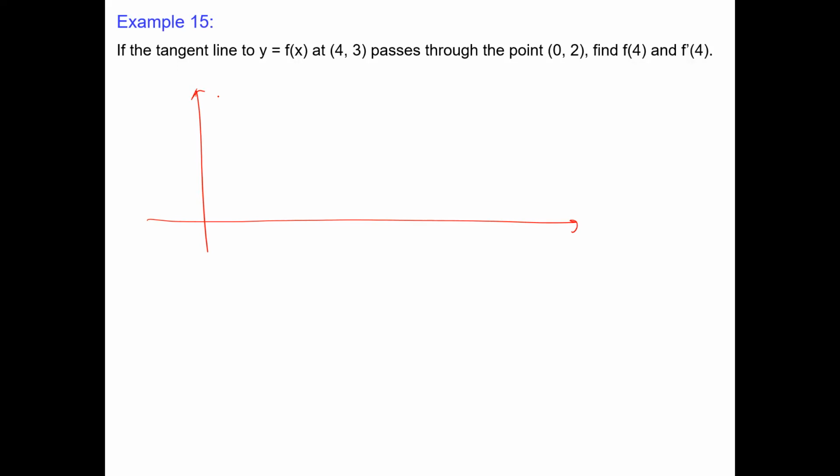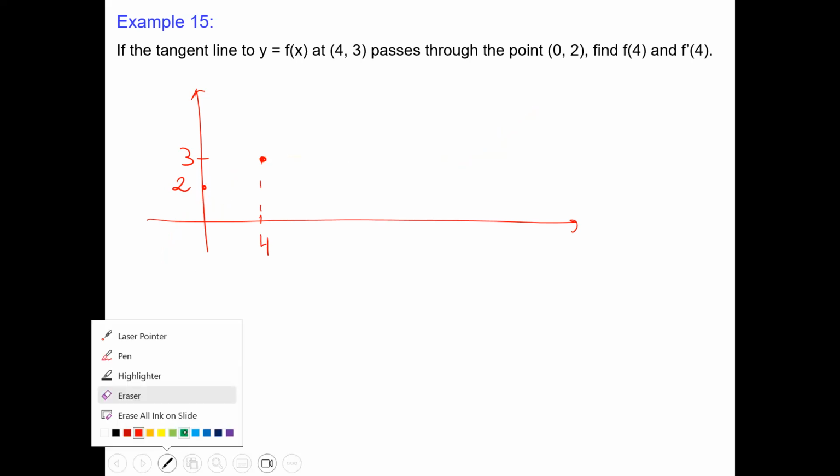I don't know the curve f of x. Let's say this is f of x. But what we know is that at 4, 3, the tangent line to the function f of x passes through the point 0, 2. Oh, that's actually good. That means... Oh, no. I can't do it this way. I have to do it differently.